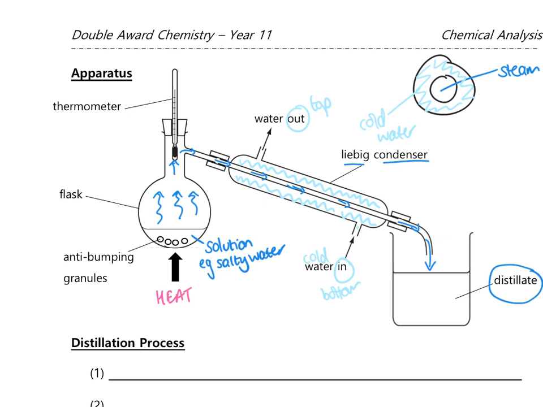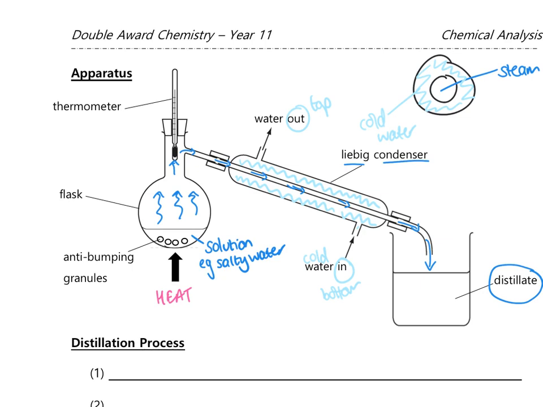And let's not forget about what else was in our solution. We had salt dissolved in our solution, so what has happened to it? Well, it has got left behind in the flask because at this temperature the salt will not even melt, never mind evaporate. So the water will evaporate, pass through the condenser and so on, but the salt particles will be left behind.